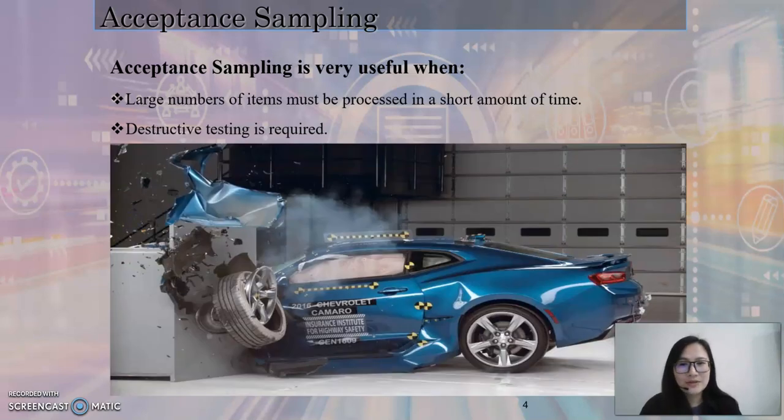Second is when destructive testing is required. That means you need to spoil the product, spoil the item. It is impossible to do 100% checking and spoil all the products. Therefore, acceptance sampling is the suitable choice for you.